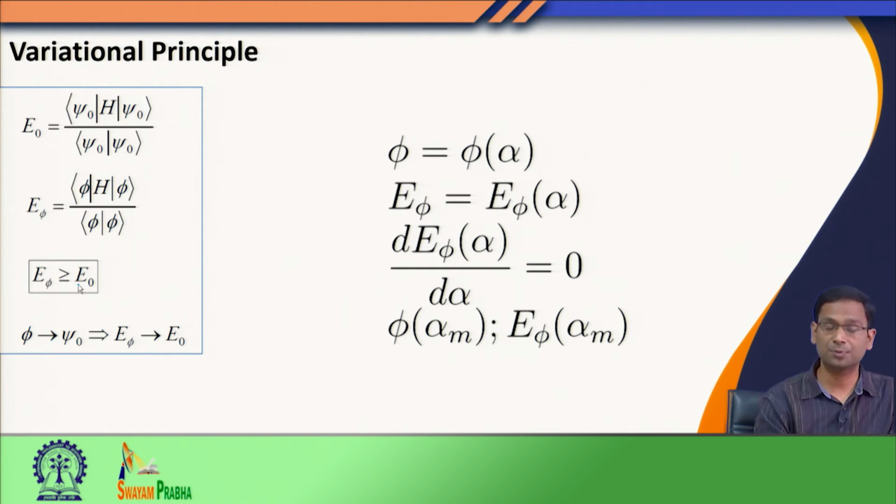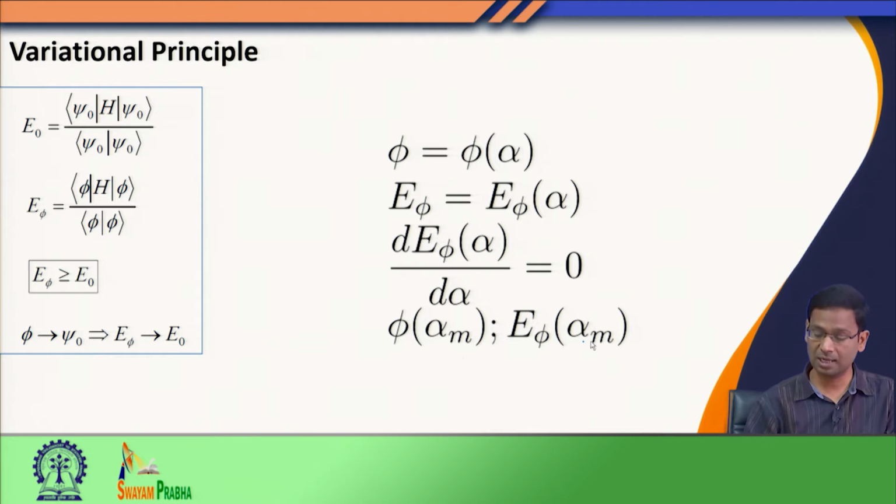Now, since the variational principle tells us that E phi is always going to be greater than E 0, we can try to find the minimum possible value of E phi, and we do that by minimizing E phi, which is now a function of alpha, with respect to alpha. When you do that, you would find that for a given value of alpha, this relation will hold true. For that value of alpha which minimizes E phi, we call it alpha m or alpha minimum. We use this value of alpha to describe the trial function, and this function phi of alpha m is actually the best description of the wave function given the choice of the trial function that we have made.